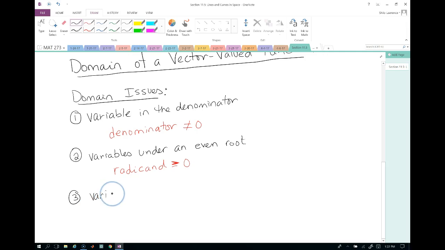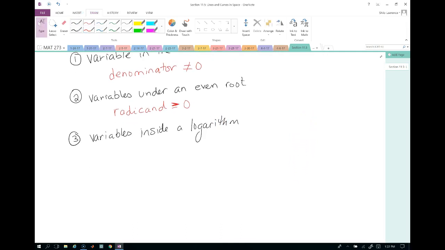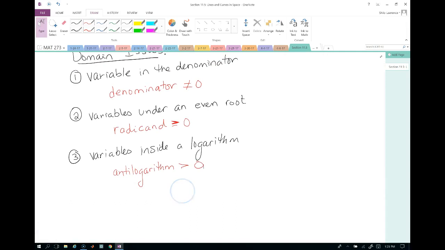So if we have variables inside a logarithm, we need to make sure that whatever values we plug in for the variable, it's going to result in our expression inside the log, which is called the anti-logarithm, being strictly greater than 0, because log of 0 is undefined, and log of negative numbers are undefined. So these three are the most basic. They're the most common that we're going to come in contact with.